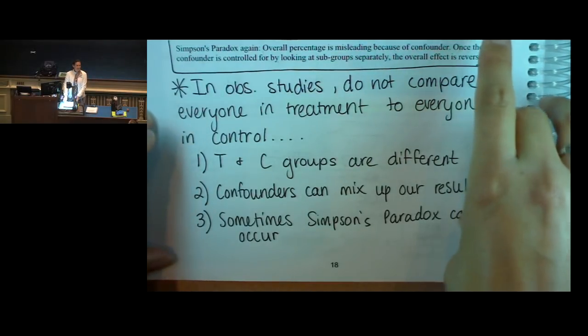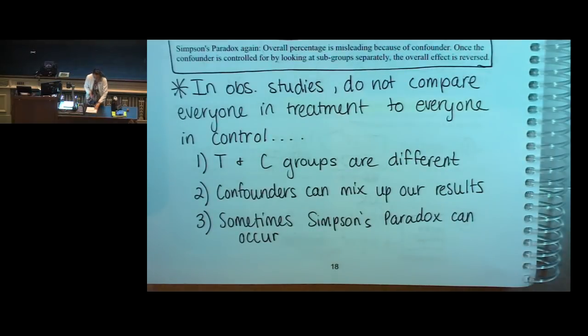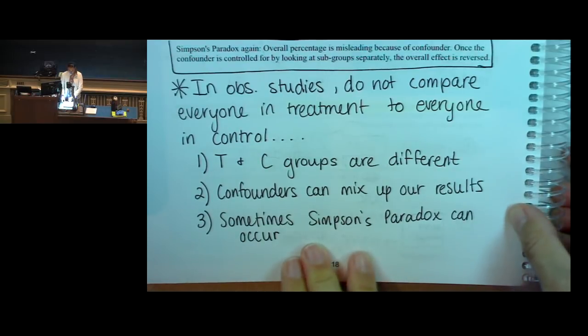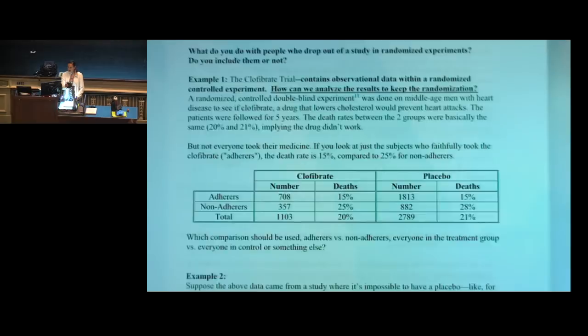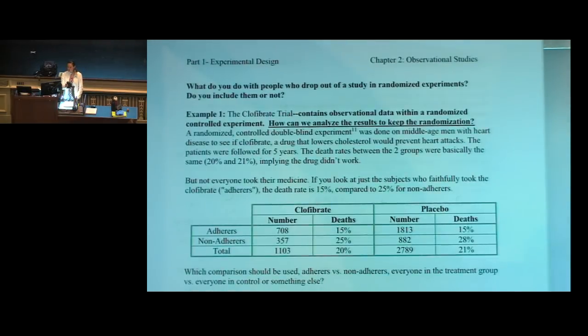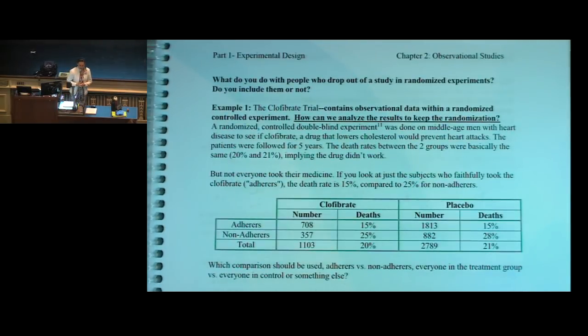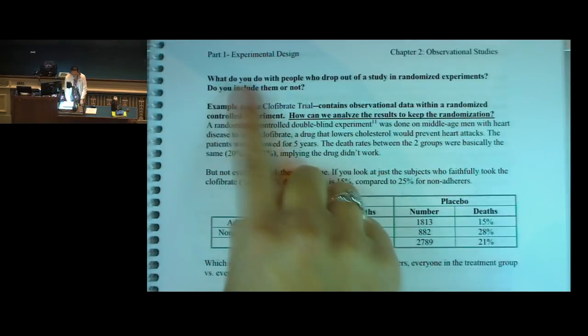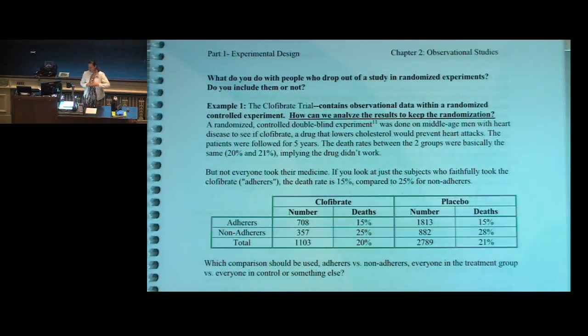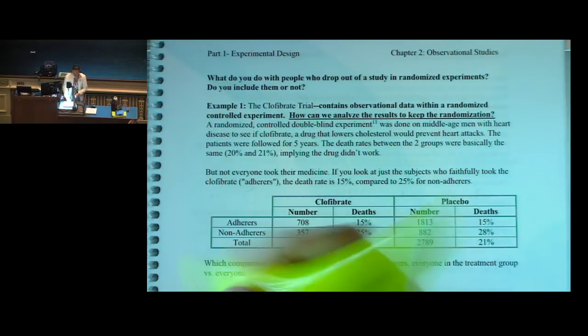Any questions on this? All right, let's keep going. So chapter 2 has one more part to it. It looks like there are 2 more pages of chapter 2, and we're just going to talk about what you do with people who drop out of a study. This is the last experimental design thing we're going to talk about, and this is a common problem.